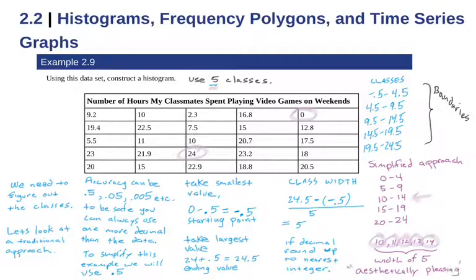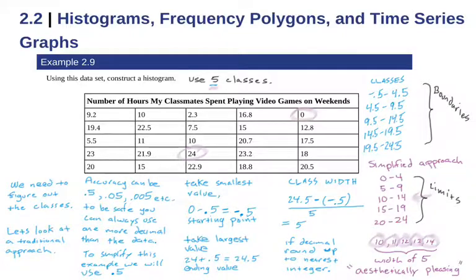It makes it just a little bit more aesthetically pleasing rather than having to use the boundaries with all of those decimal values. Most computer programs do it in this fashion, and the whole goal of making a graph is to make it visually pleasing as well. So we're going to go from 0 to 4, 5 to 9, 10 to 14, etc. And these are called the limits.